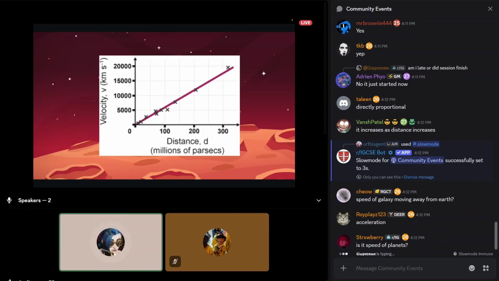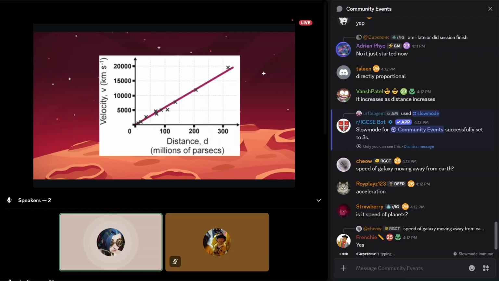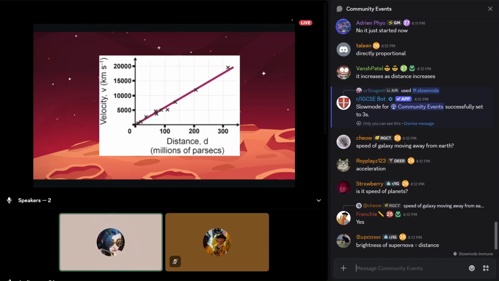Okay, so I see a few answers in the chat. I think Xiao got it right. It's the speed of other galaxies moving away from Earth. You could say acceleration, but it's mostly representing the velocity and distance of different galaxies from Earth. So if you look at the graph, can you tell the correlation between them?